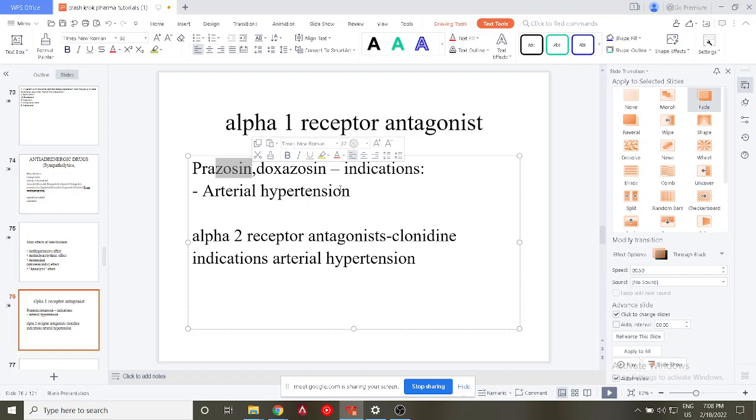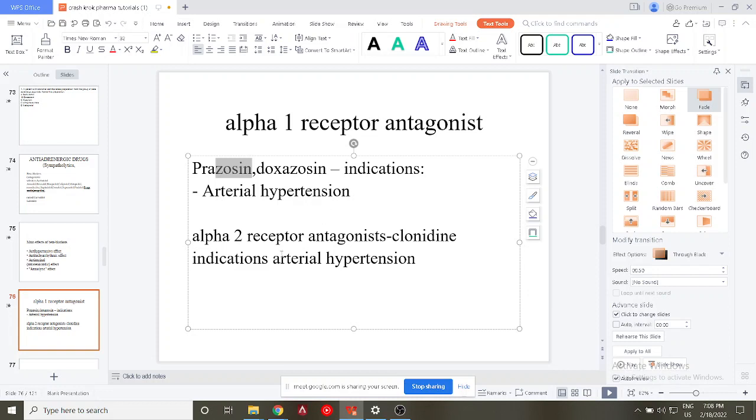That's the main drug, and it is used to treat arterial hypertension. Remember we said earlier that an alpha 1 agonist causes contraction of the blood vessels, so it increases the blood pressure. But an alpha 1 receptor antagonist has the opposite effect. It causes dilation of blood vessels and reduces the blood pressure, so it can be used to treat arterial hypertension. So that's prazosin, an alpha 1 receptor antagonist.